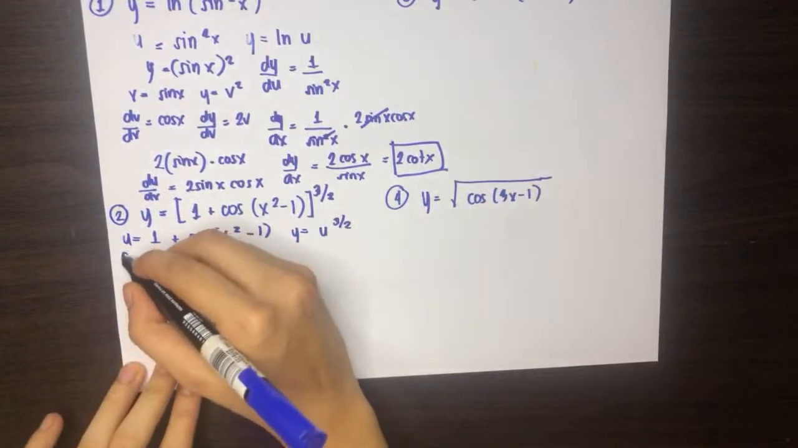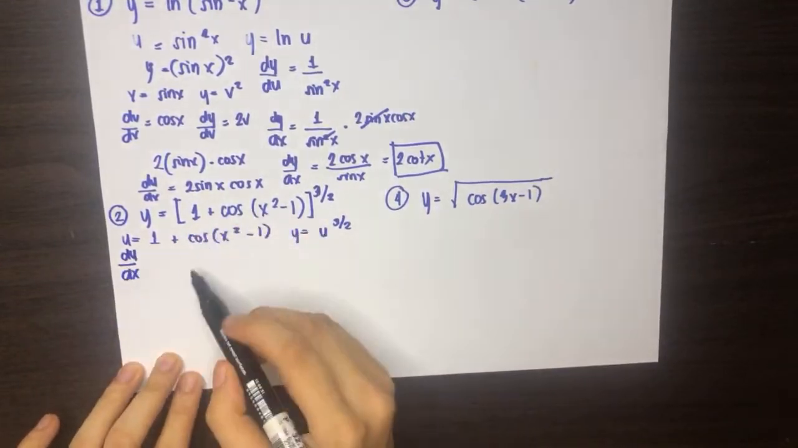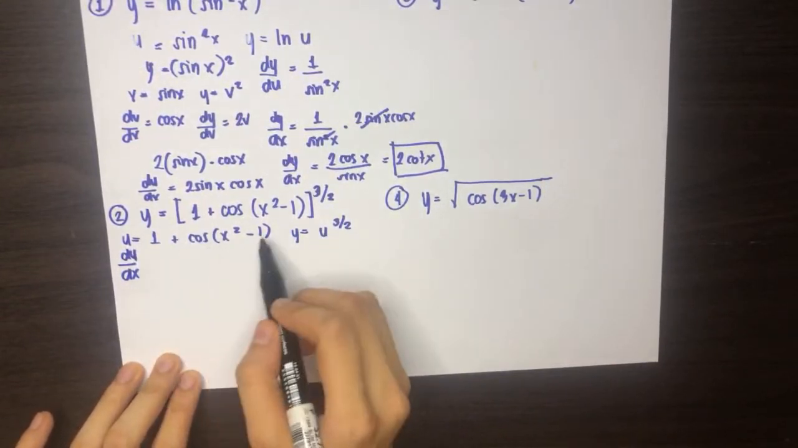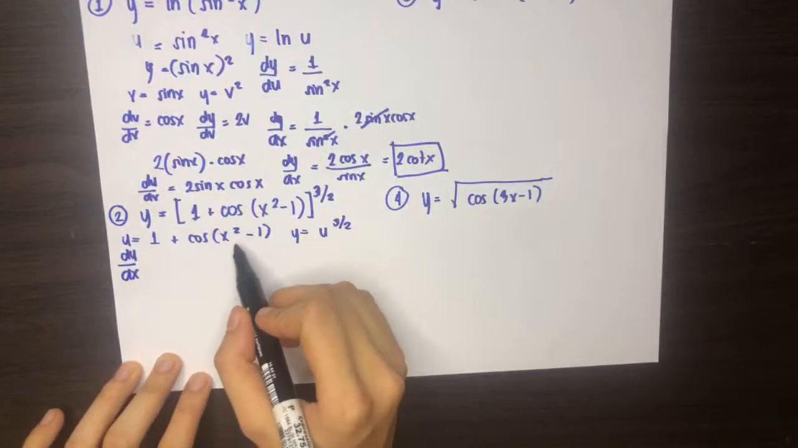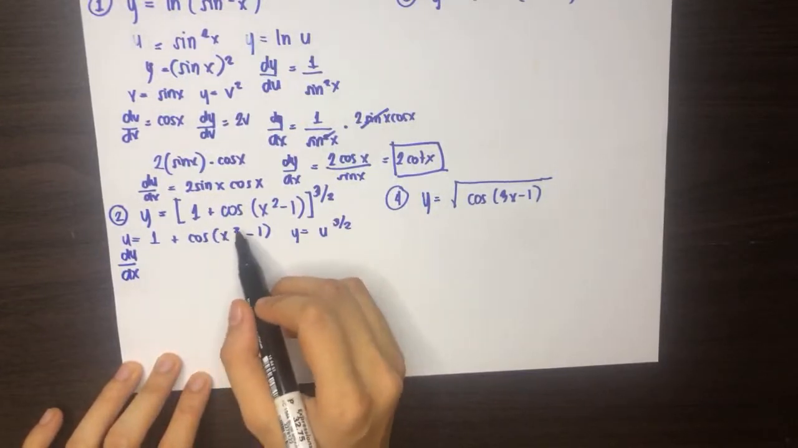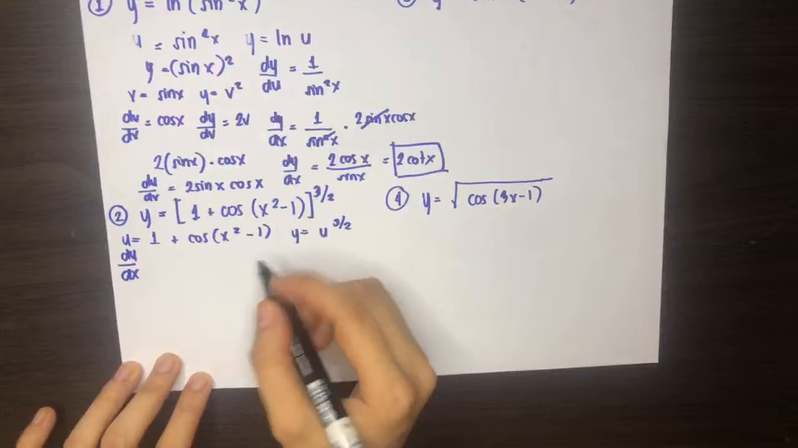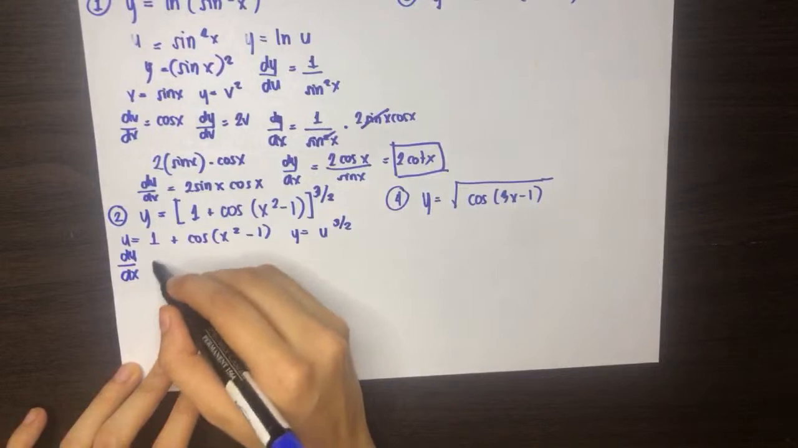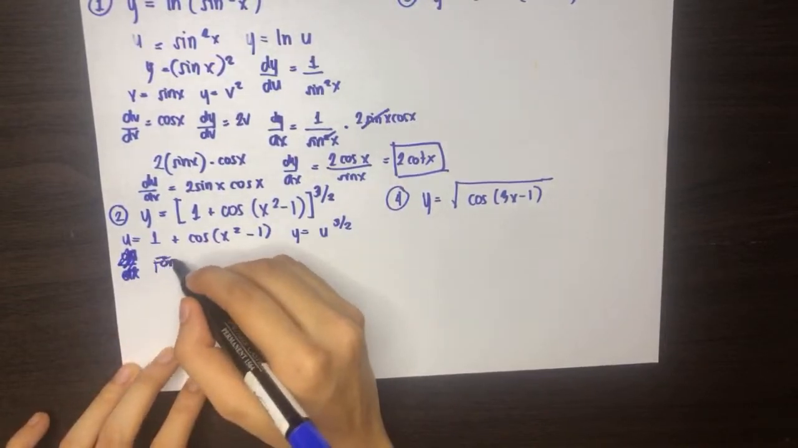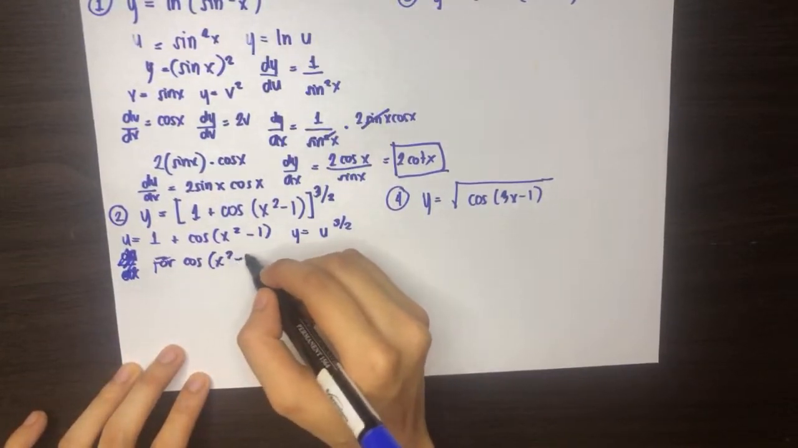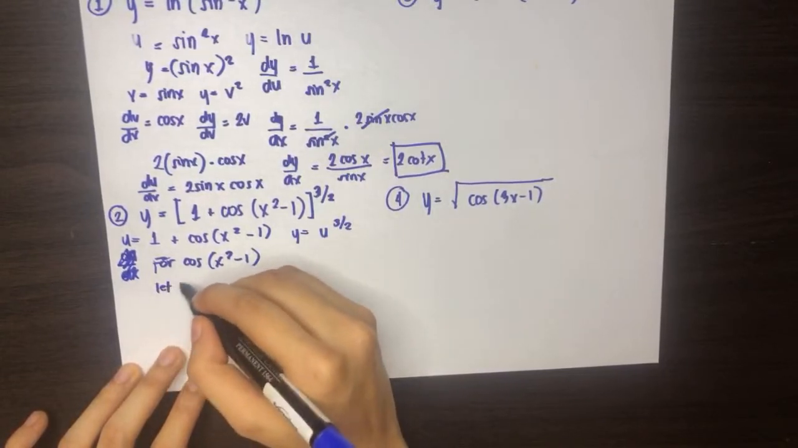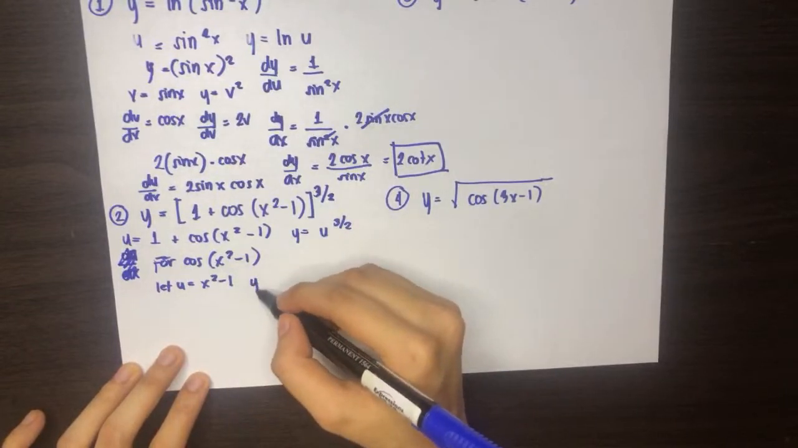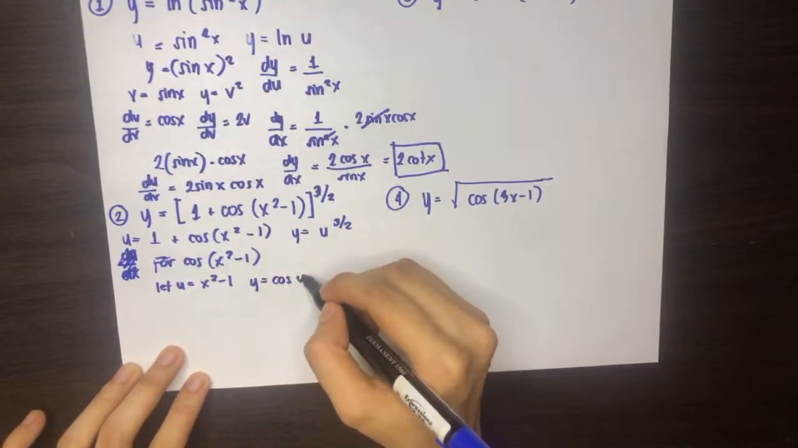And then, the derivative of this, this is a constant, so 0 lang yan. Ito, kukunin mo yung derivative nito. So, for the derivative ng cosine of x squared minus 1, I will let u equal to x squared minus 1. So, my y is cosine of u.